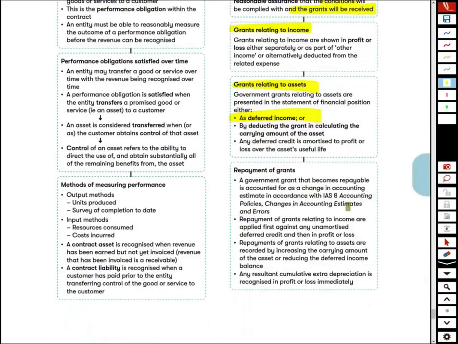Repayment of grants, not really examined that commonly at all. It's more the basic initial recognition that gets tested reasonably regularly. But just make sure you're happy that if you have to repay a grant, then it's quite likely you're going to have to set up a liability for that repayment. And if all that grant money has already been credited to P&L, you're going to have to charge P&L to remove that previous income.